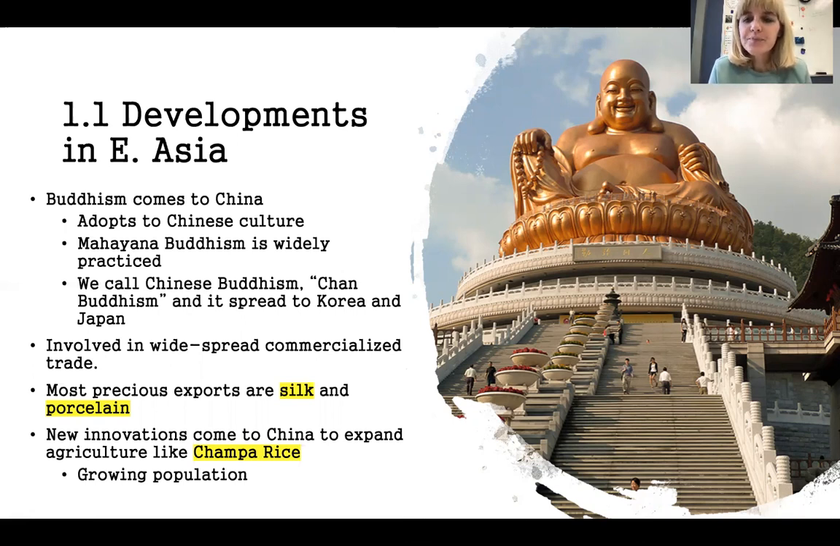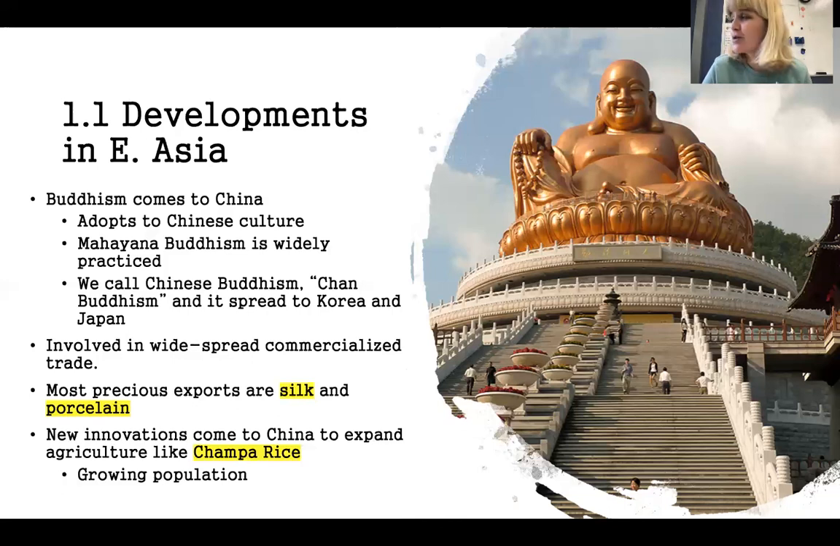Chinese Buddhism adopts certain components of Buddhism that fit Confucianism and can fit Chinese culture. And we will call this Chinese Buddhism Chan Buddhism. It's also going to be the Buddhism that will spread into Korea and Japan. Now, China is also very, very important in widespread trade.